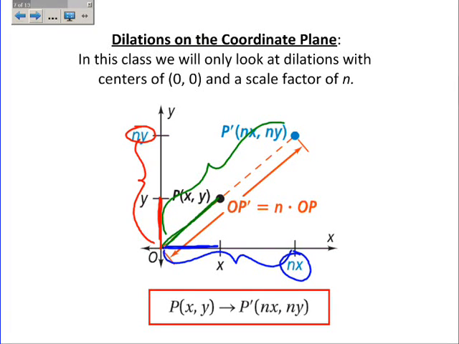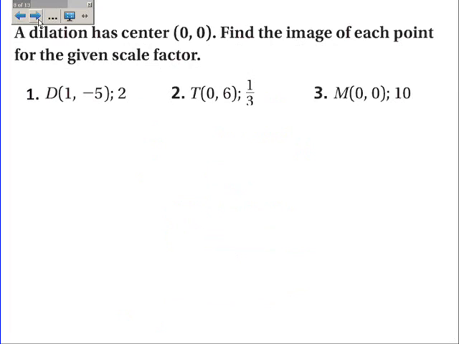So, if I take any point x, y, and I dilate it with a scale factor of n, I will get that P prime is nx, ny. Pretty simple formula, but I hope it makes sense. If a dilation has center 0, 0, which they all will in this class, to find the image of each point for the given scale factor, just multiply each coordinate x and y by the scale factor.